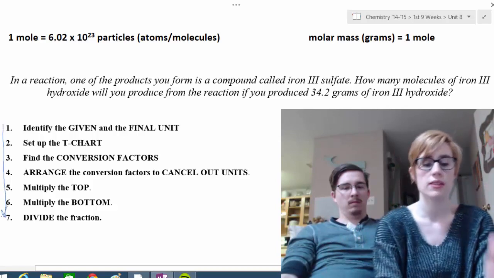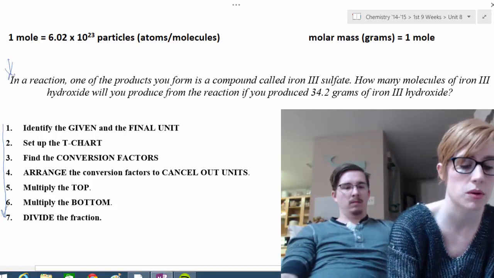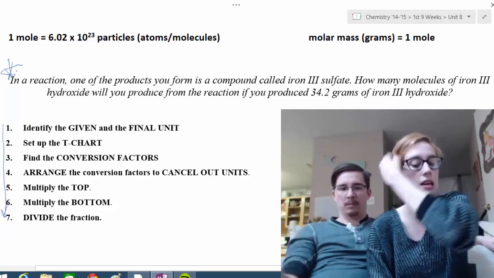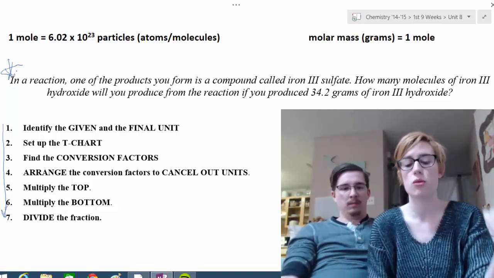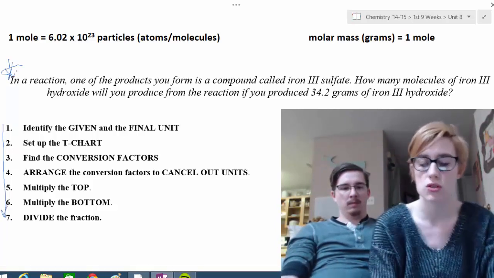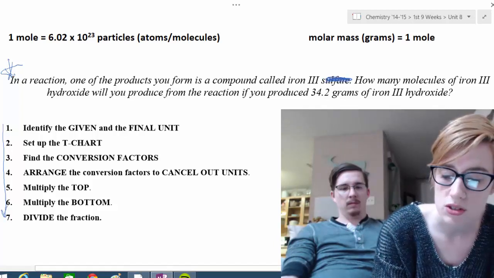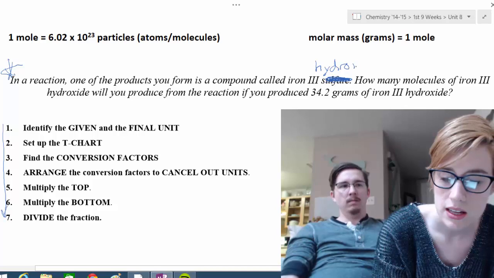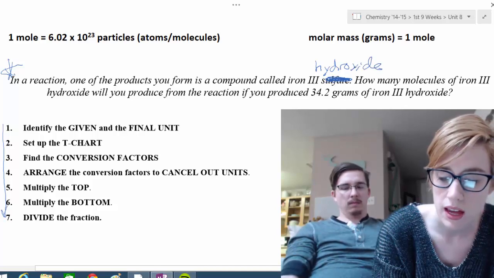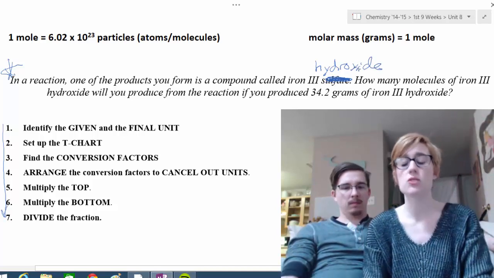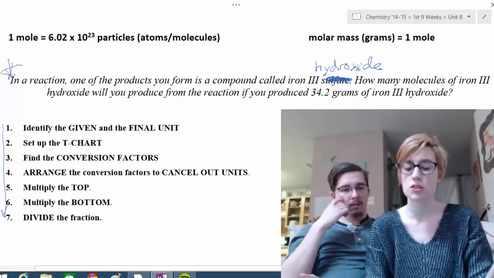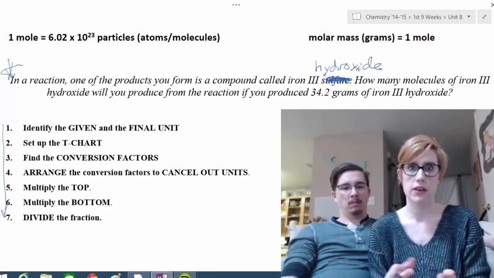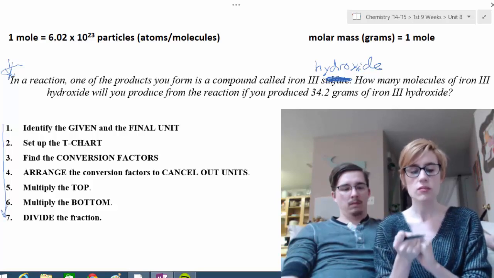This is my sample problem. When I'm looking at this problem, and we'll read it aloud, there's actually a typo. It says, in a reaction, one of the products you form is a compound called iron 3 sulfate. That should not say sulfate, it should say hydroxide. Whoopsies. And then we keep reading. It says, how many molecules of iron 3 hydroxide would you produce from the reaction if you produced 34.2 grams of iron 3 hydroxide?